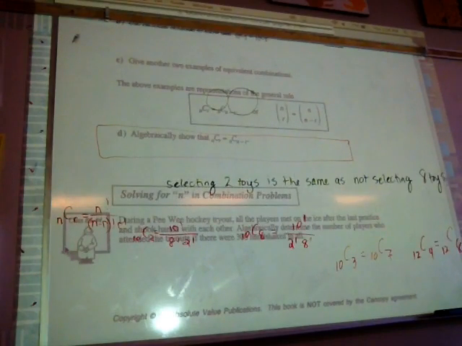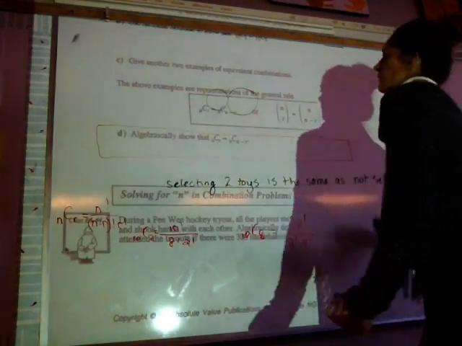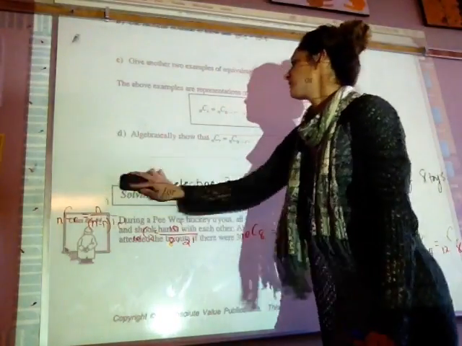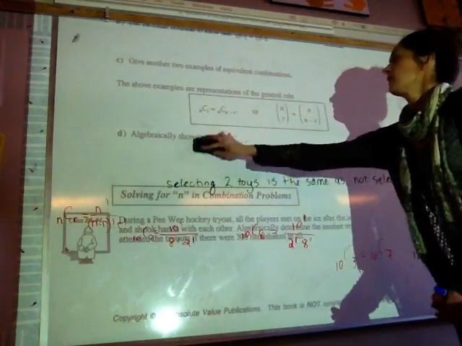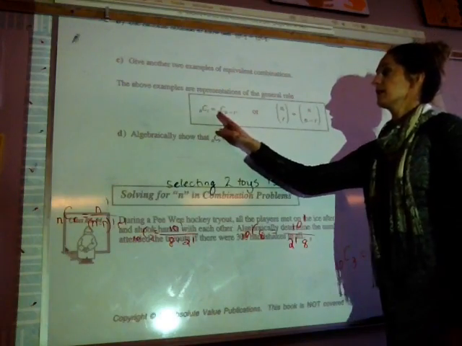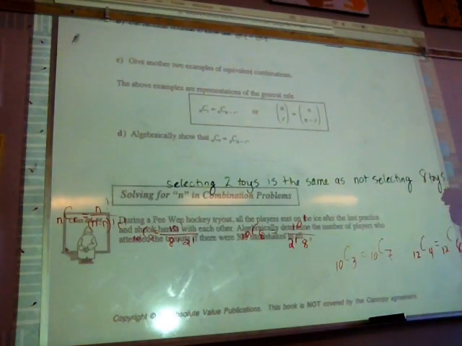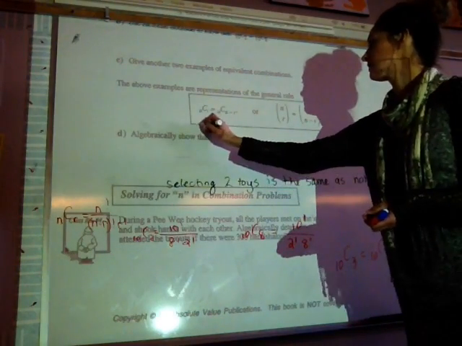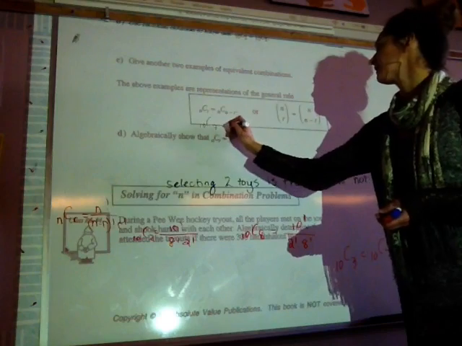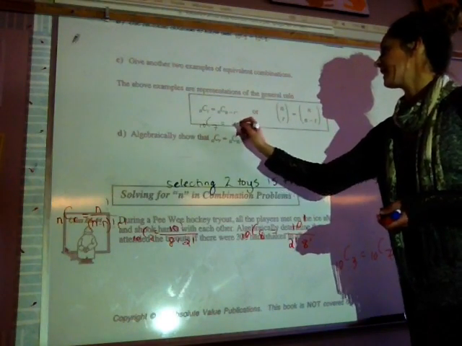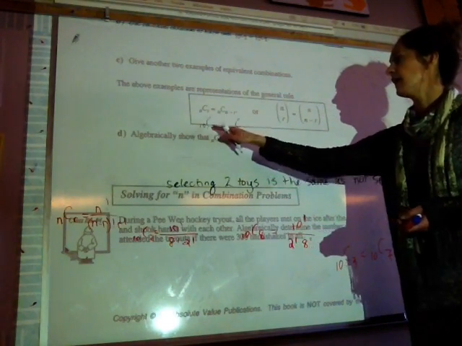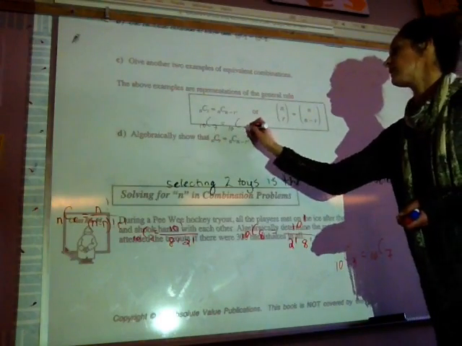Okay, so general rule. nCr is the same thing as nC(n minus r). Just as we saw with what Booker told us, 10C7 is the same as 10C, and then 10 minus 7 is 3.